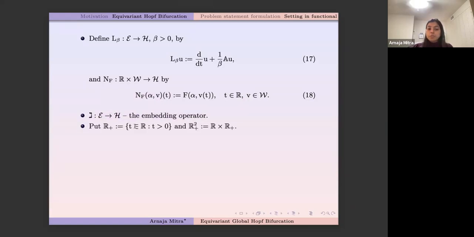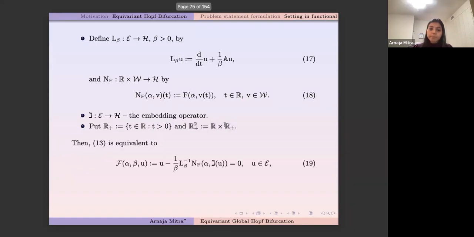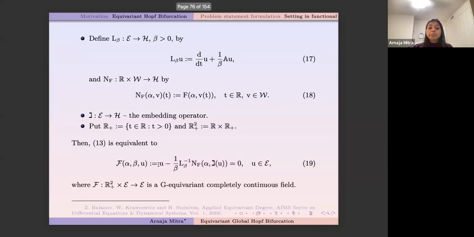And then we introduce R plus, which is nothing but the non-negative real numbers, and R2 plus is your R times R plus, where the alpha parameter is in R and the beta parameter is in R plus. Then the equation we have transforms to an operator equation defined by (19), which is just a fixed point mapping, like a function.